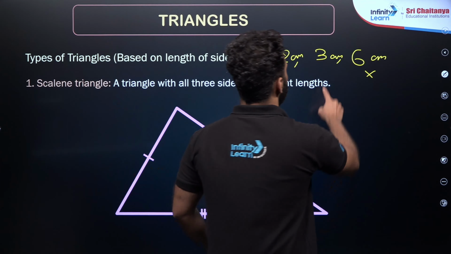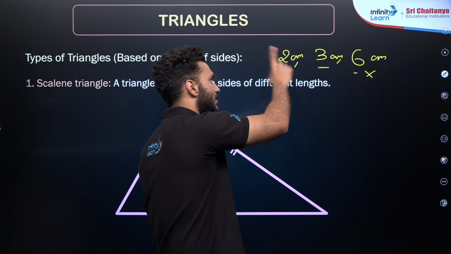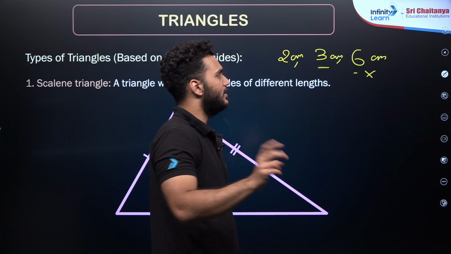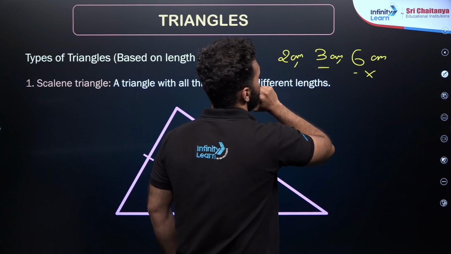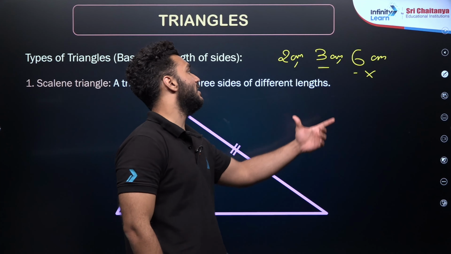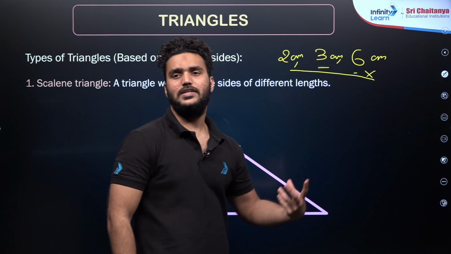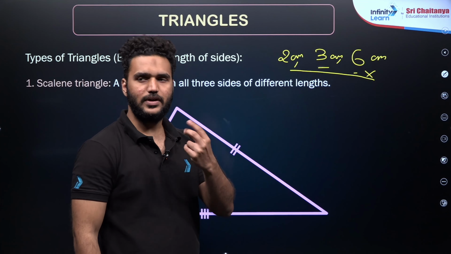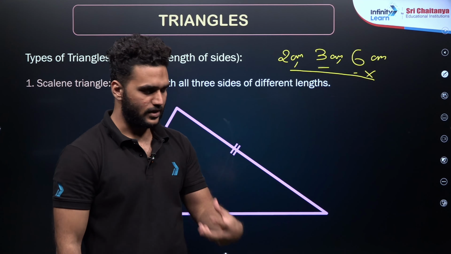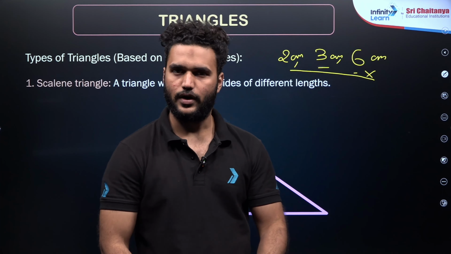For example, 3 plus 6 is 9, and 9 is greater than 2, okay, there is no problem. 2 plus 6 is 8, and 8 is greater than 3. But 3 plus 2 is 5, and 5 is not greater than 6. You will not find any triangle with these criteria, like one line is 2 centimeter, another is 3, another is 6. You can't make it. So the triangle inequality must hold for every triangle.